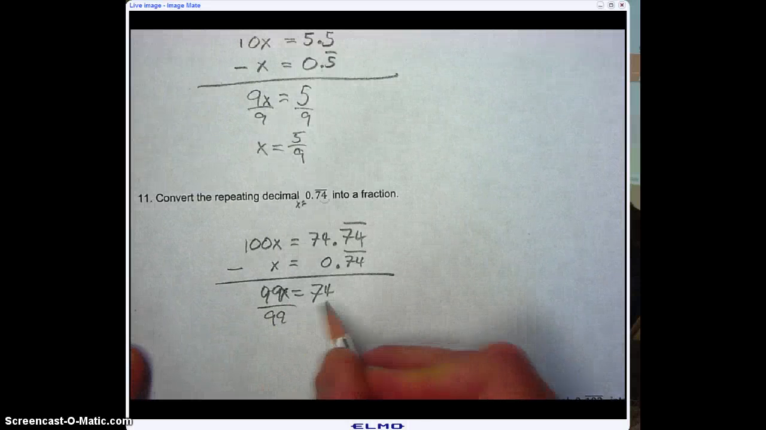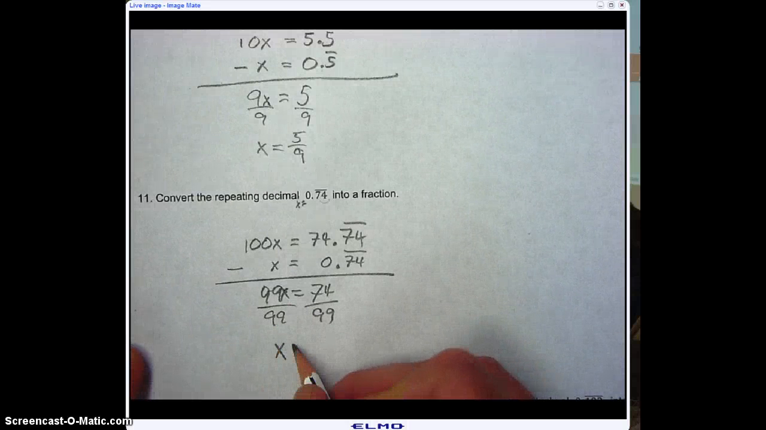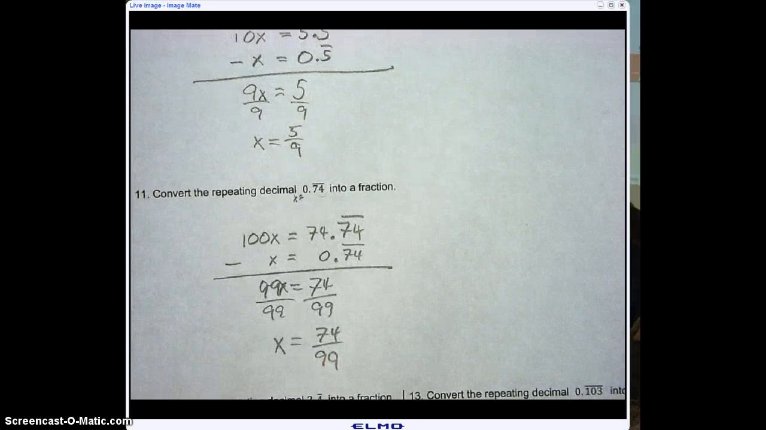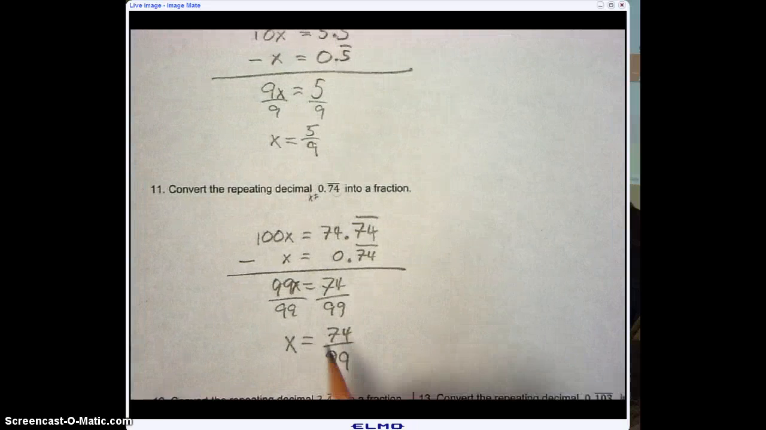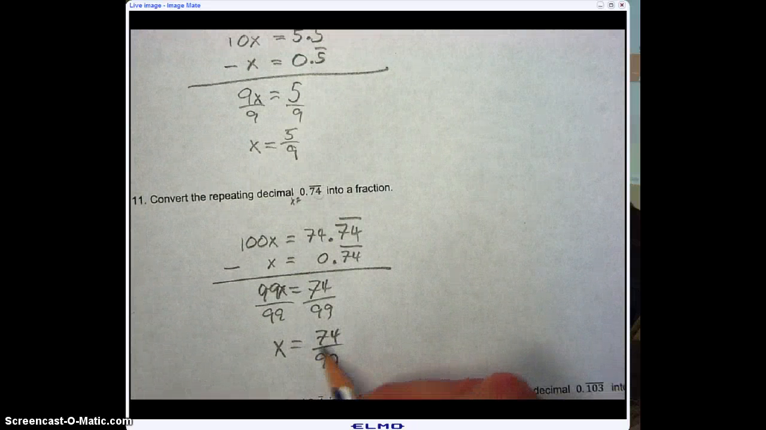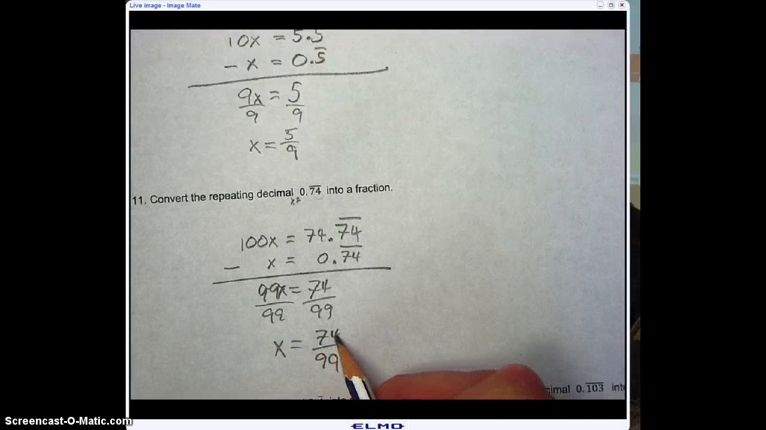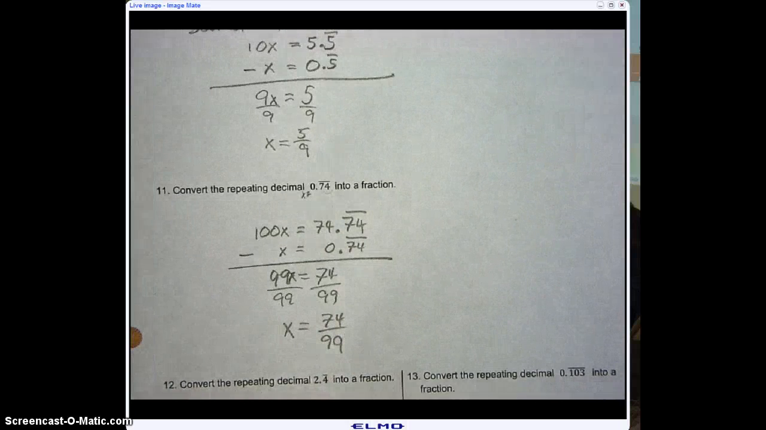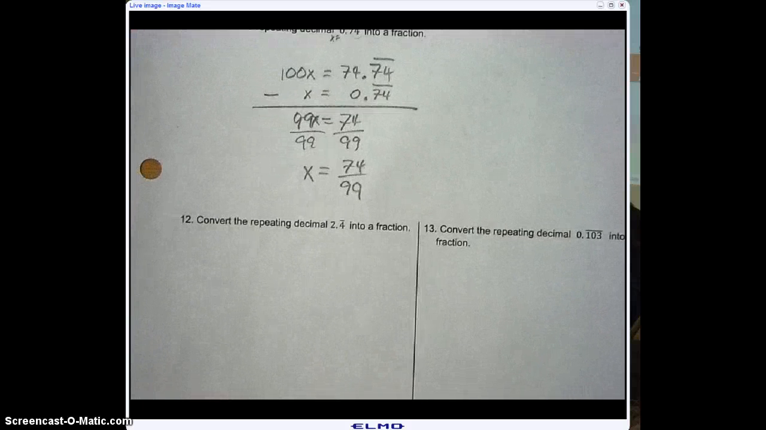Divide both sides by 99, and now you end up with a fraction of 74/99. And you should always try to see if you can simplify that. Since this only has 3, 9, 11, and stuff like that, this is only divisible by 2. So basically your fraction is done. And then again, punch it into a calculator to check your answer if you're not certain that you're doing it correctly. Okay, we're going to go on to the next example here, 12 and 13.